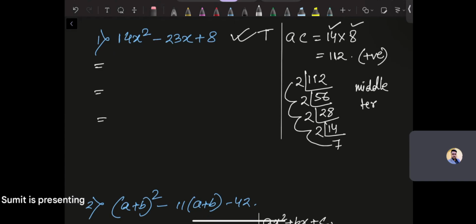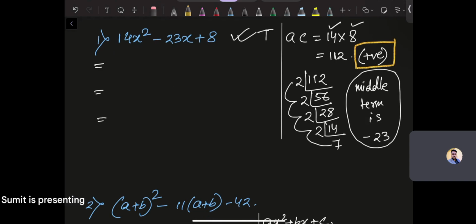Middle term is -23x. So I will write only -23 as a constant, because x will get distributed among all. So you have to get -23, but how will you get it? Since the product was positive, so we have to add the factors. So by adding the factors, we have to get the middle term. How do you add the factors to get the middle term?